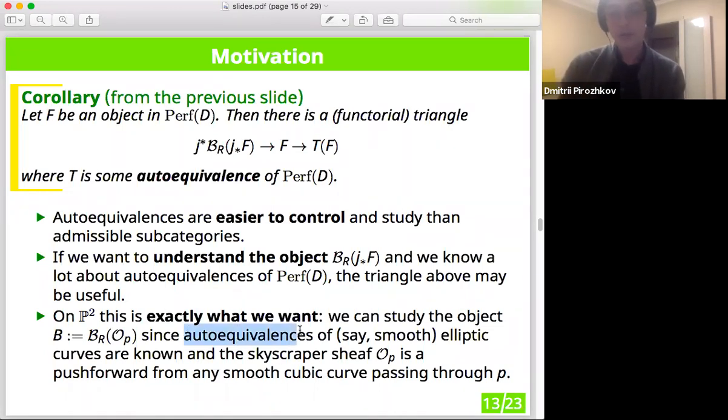So we know a lot about these autoequivalences, and we want to study the projection of the skyscraper sheaf. But this skyscraper sheaf can be considered as just a push forward from any smooth cubic curve passing through the point P. So even though from this corollary we see just a tiny indirect piece of information, we have a lot of freedom. For example, we can apply this to an arbitrary cubic curve passing through the point P and look at all these restrictions simultaneously and try to piece together this information.